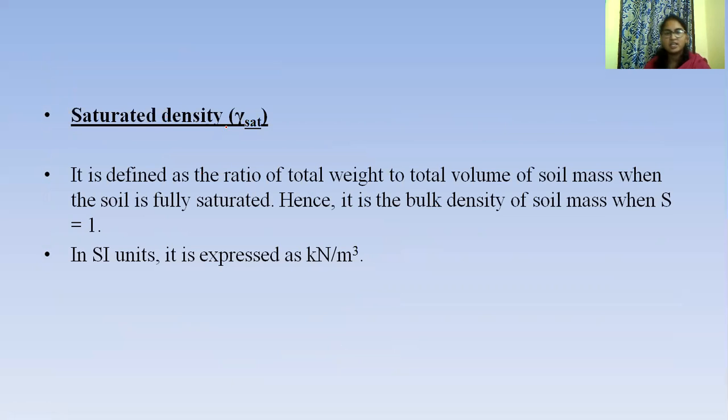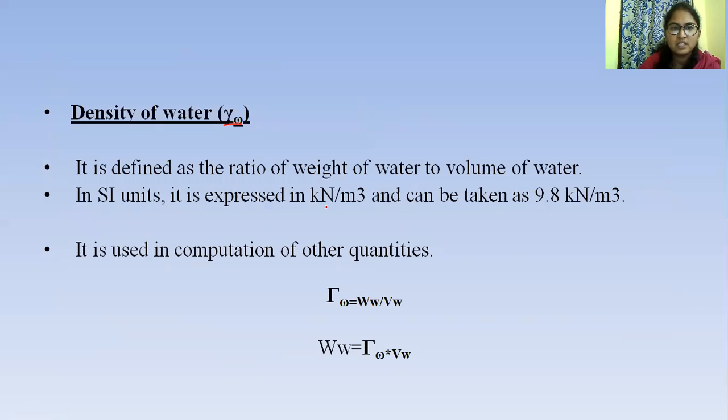Next, saturation density. Saturated density or saturated unit weight, we can express with S is equal to 1, SI units kilonewton per meter cube. It is defined as the ratio of total weight to total volume of soil mass in saturation condition. Next, density of water or unit weight of water. Unit weight of water we generally take as 9.8 kilonewton per meter cube. It is the ratio of weight of water to the volume of water.